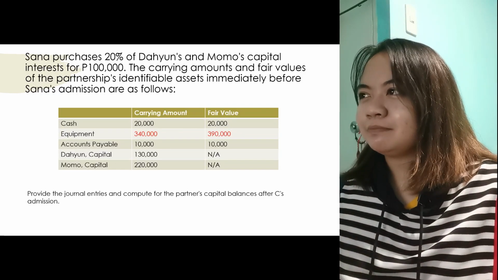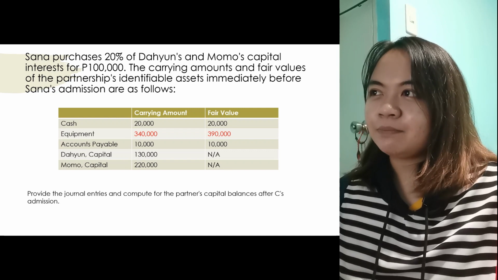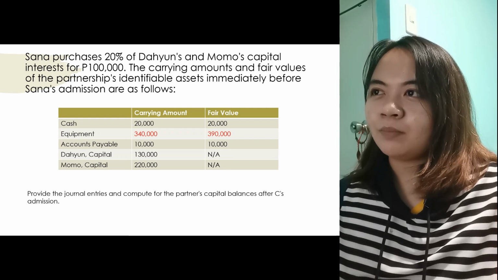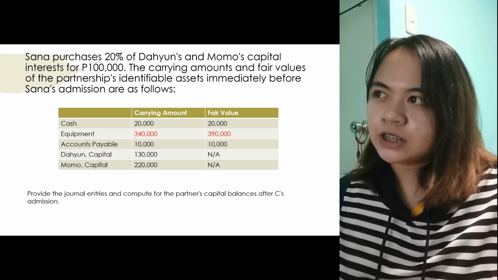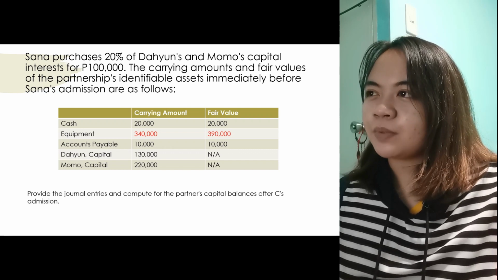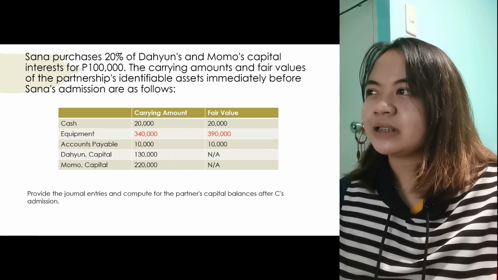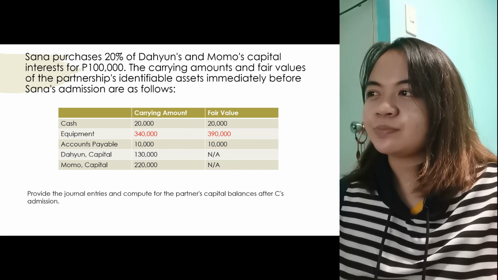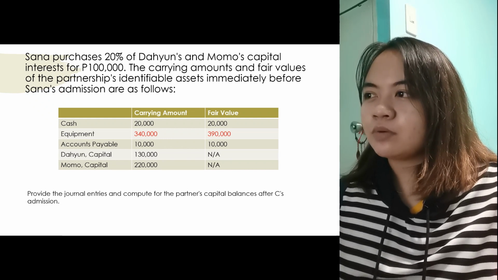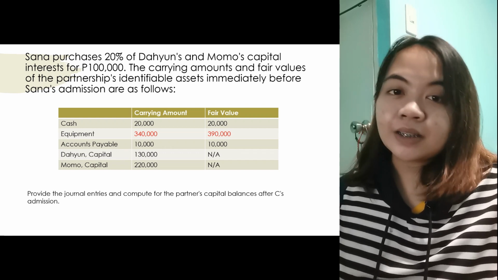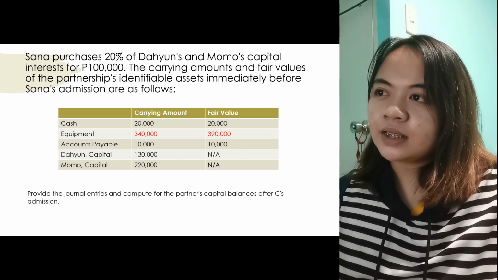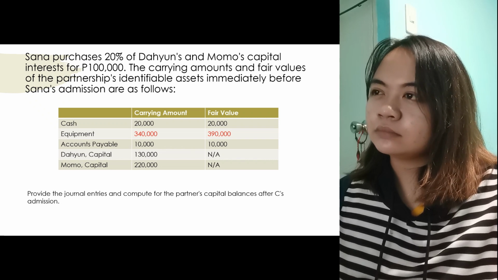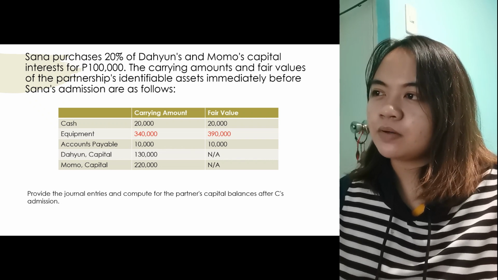Okay? So, next. We have a problem here. Sana purchases 20% of Dayon's and Momo's capital interest for 100,000. The carrying amounts and fair values of the partnership's identifiable assets immediately before Sana's admission are as follows. We have cash, equipment, accounts payable, Dayon capital, and Momo capital. Okay? So, binigyan ka ng fair values at 20, 390, 10. So, walang fair values yun kay Dayon at kay Momo.